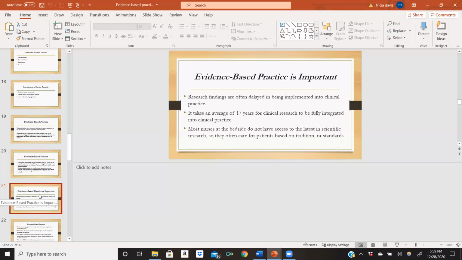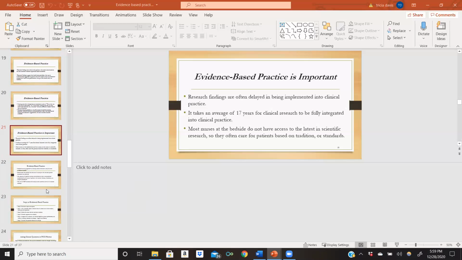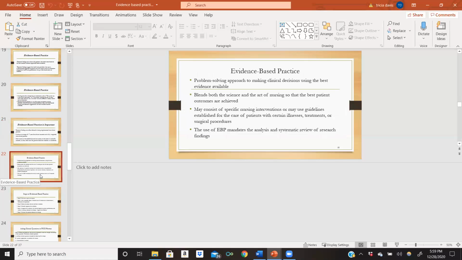Other factors include insufficient time to implement new ideas, insufficient time to read the research, lack of authority to change patient care procedures, and then lack of support from your physicians, your managers, and other staff members. And then inadequate infrastructure support, such as your libraries and your ethics committees. So there's a lot of different things that play into getting that evidence-based practice into play.